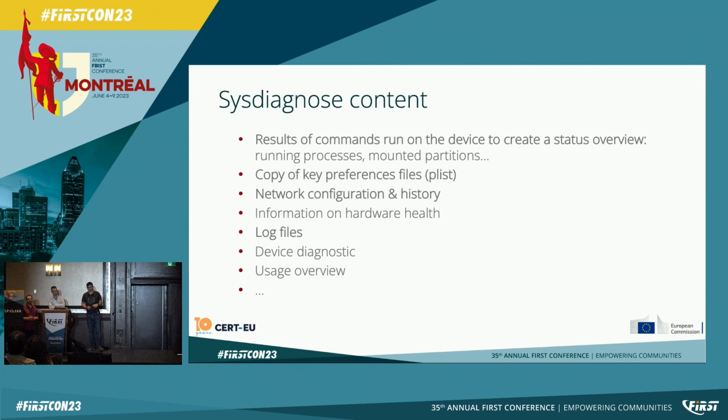In terms of content, what you will get is the result of many commands run directly on the device, which again means be careful, because if those processes are altered, or the output, it might have an impact on the result. They copy some key preference plist files, plist being the typical Apple preference file, which can be in a binary format or an XML text format. Also network configuration and history, information on hardware health, log files, extensive log files, super interesting, device diagnostics, which usually we care less about, and a usage overview.